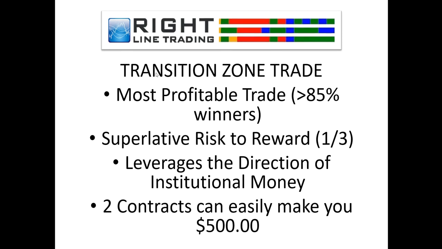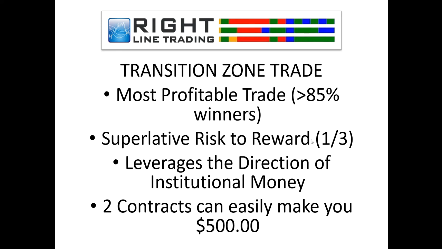Now, what we've configured is called the transition zone trade. It's a single configuration trade that can be taken either discretionarily in the trading room or via an algorithmic automated system that enters the trade for you and manages it for you. And it's the most profitable trade configuration that we've ever developed. After 2 years of forward testing using market replay data, we found that greater than 85% of the trade entries are winners. And there's superlative risk to reward.